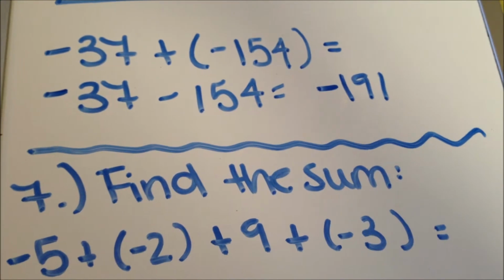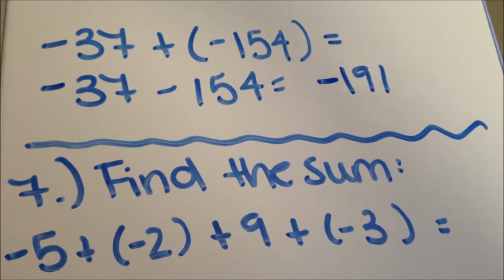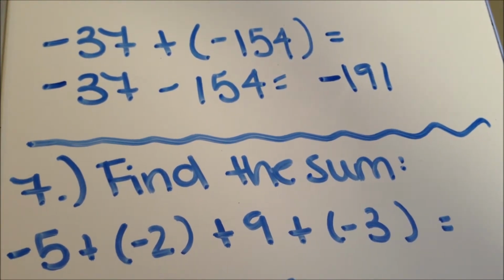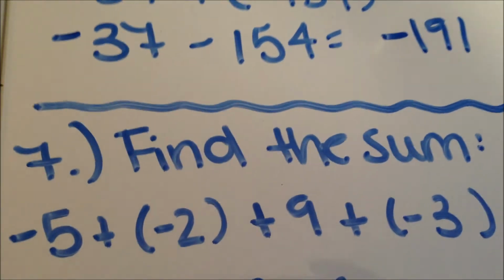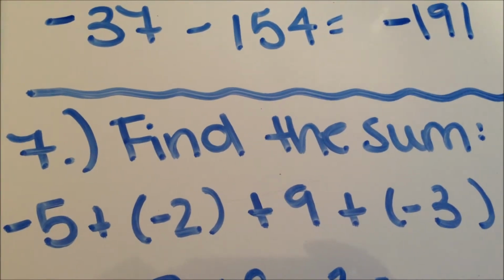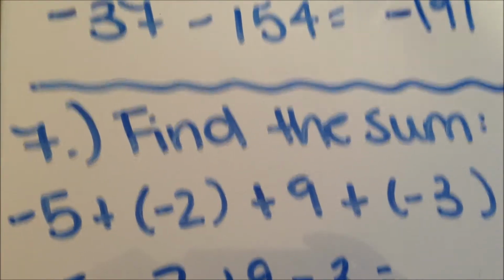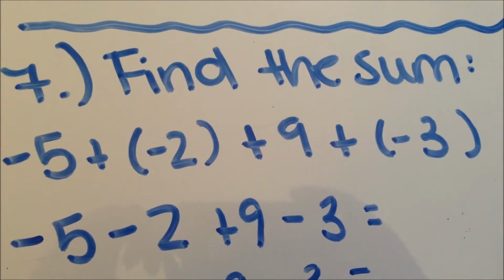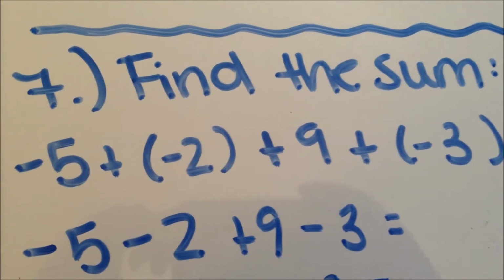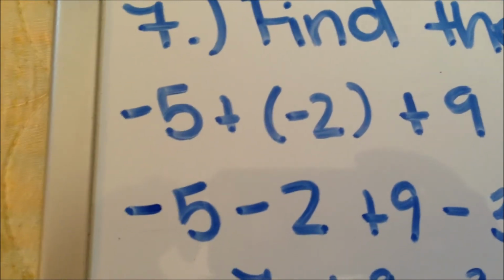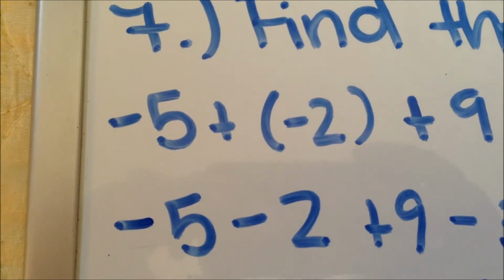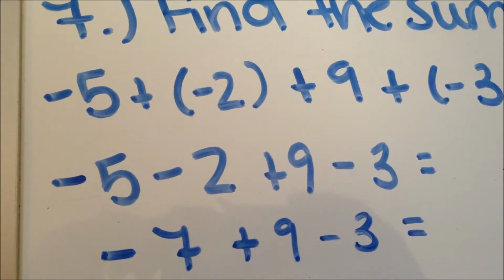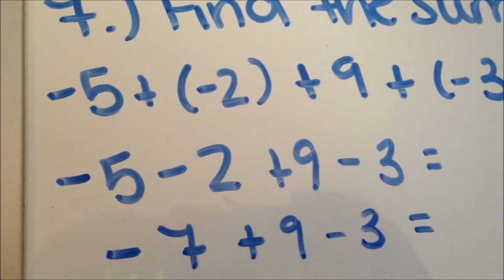Find the sum, and again, don't let that word throw you off too much. Just remember the rule, same sign sum, different signs difference. We have -5 plus -2 plus 9 plus -3. If you'd like to, you can rewrite it as -5 minus 2 plus 9 minus 3. Work with two numbers at a time, so we start with -5 minus 2, same sign sum, so you end up with -7, and then -7 plus 9 minus 3.